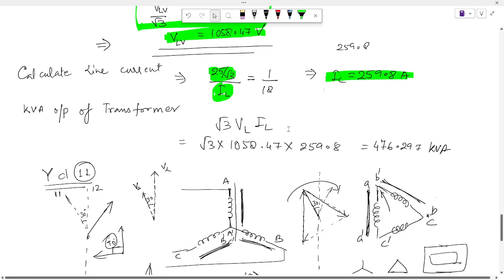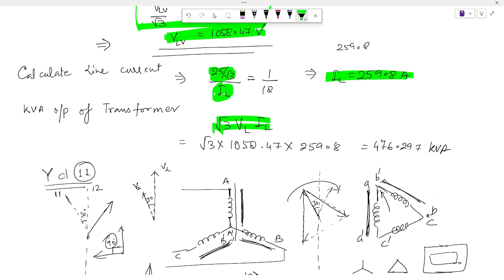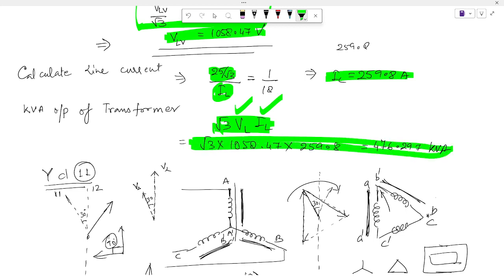So the kVA output of the transformer is simple, root 3 VL into IL. VL we have already found out, IL we have already found out. So just multiply these to get the value of the output kVA of the transformer.